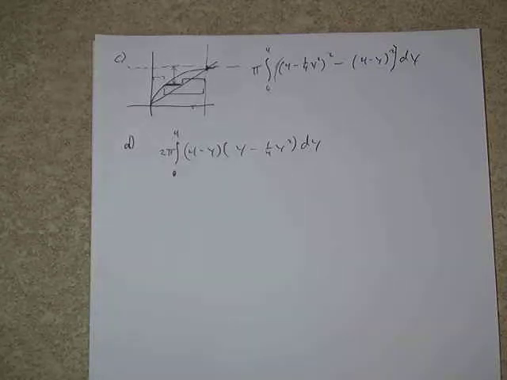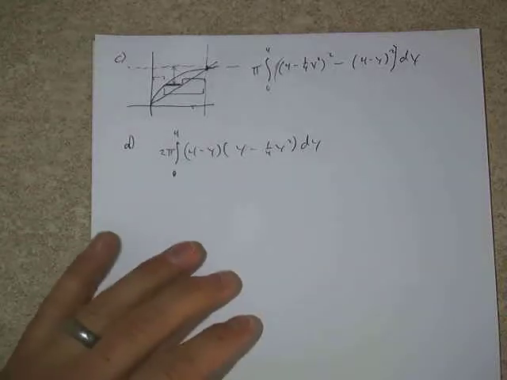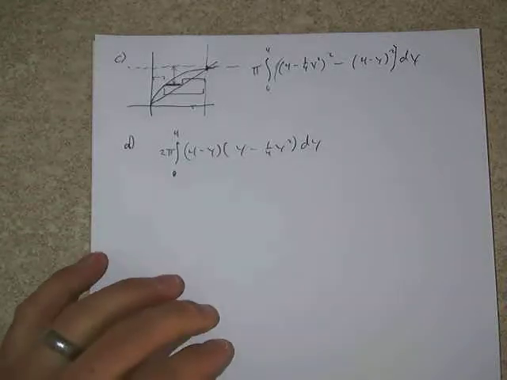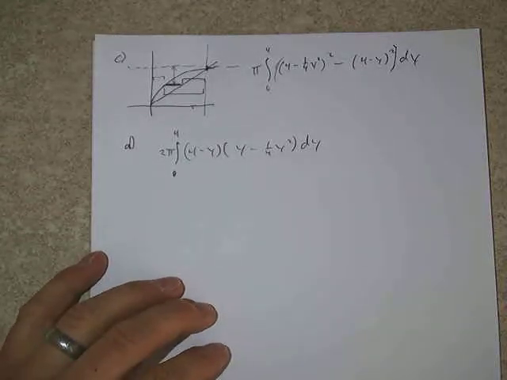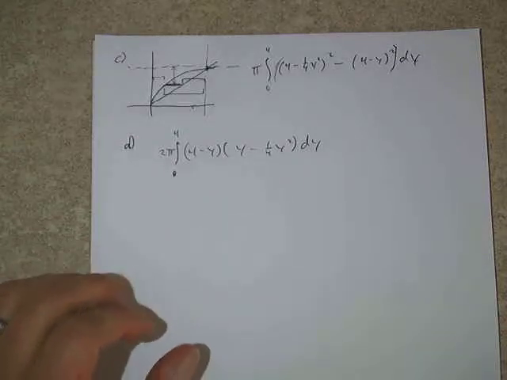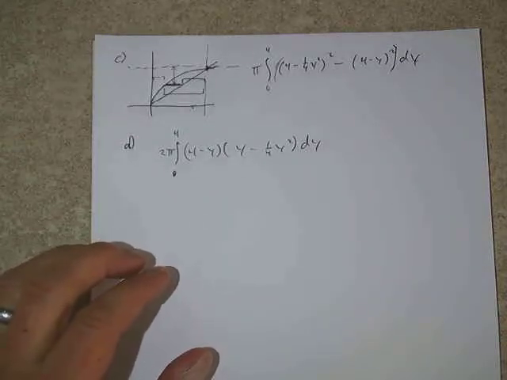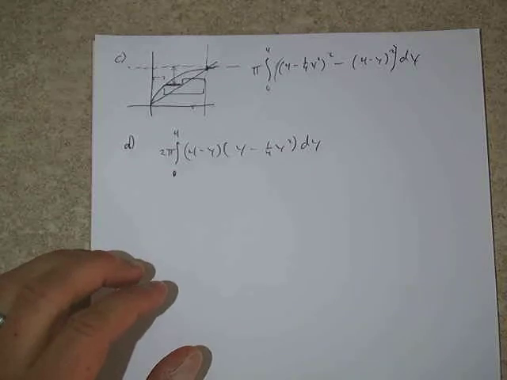And then the height of the shell, is that any different than what we did in the previous problem? The height of the shell is just going to be right minus left. So therefore it'd be y minus a quarter y squared dy. And that would do it. Questions on that one?